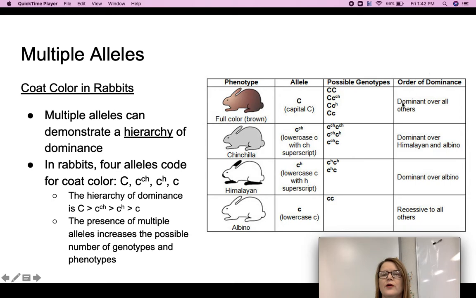Again, brown is dominant over all the others. Chinchilla is recessive to brown, but dominant over Himalayan and albino. Himalayan is recessive to brown and chinchilla, but dominant over albino. And albino is recessive to everything else.